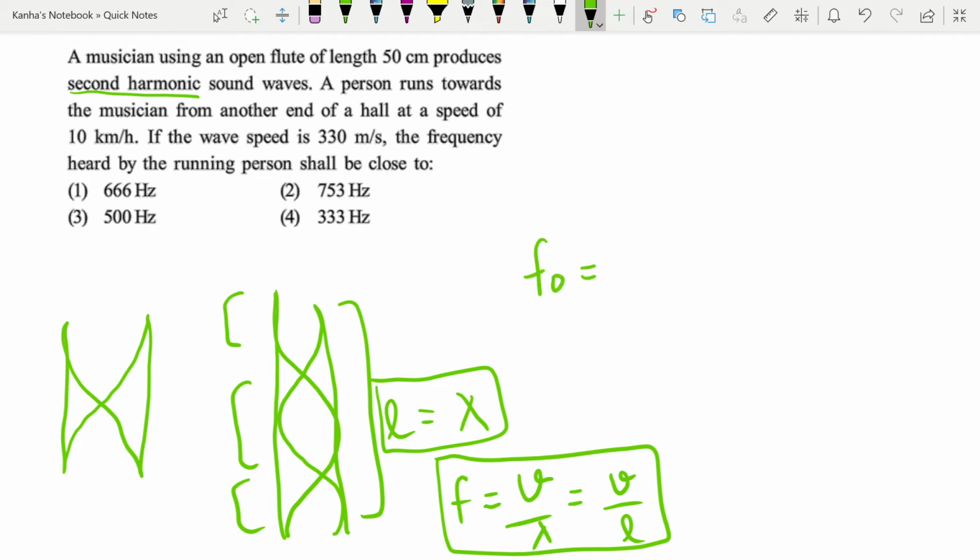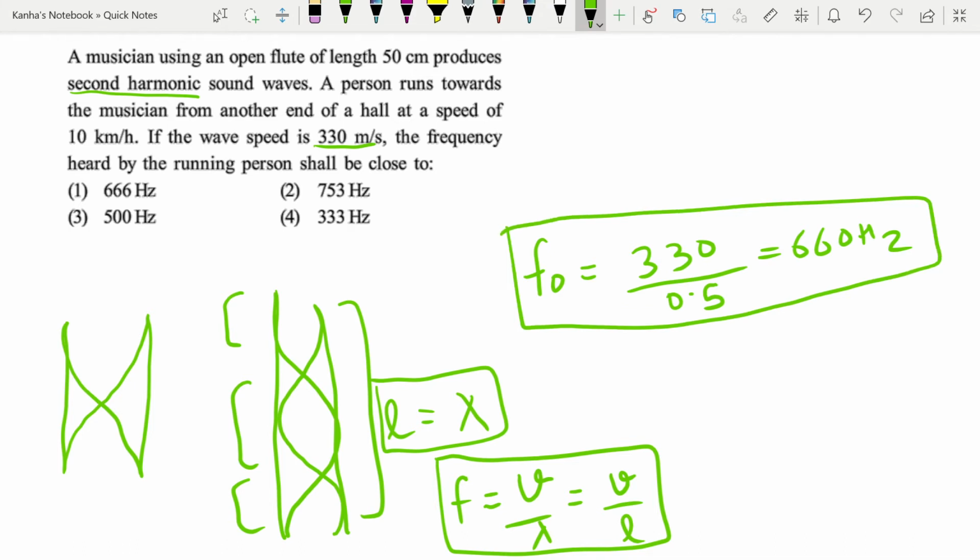So this f0 is nothing but 2 times 330, which is the wave speed given as 330, divided by your length. Length is given to be 50 centimeter, so it's 0.5 meter, which gives me the sound that this flute is producing, this much.